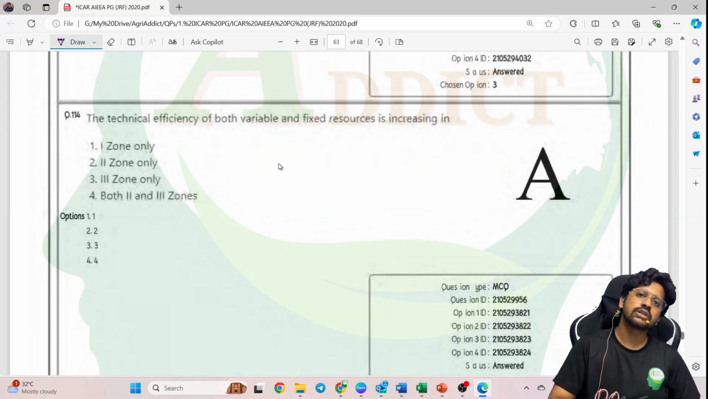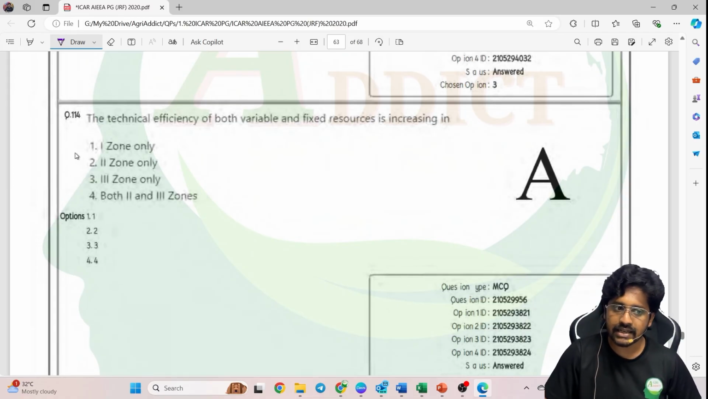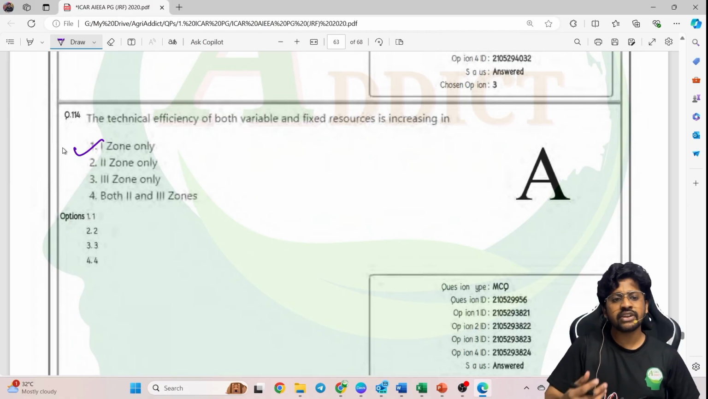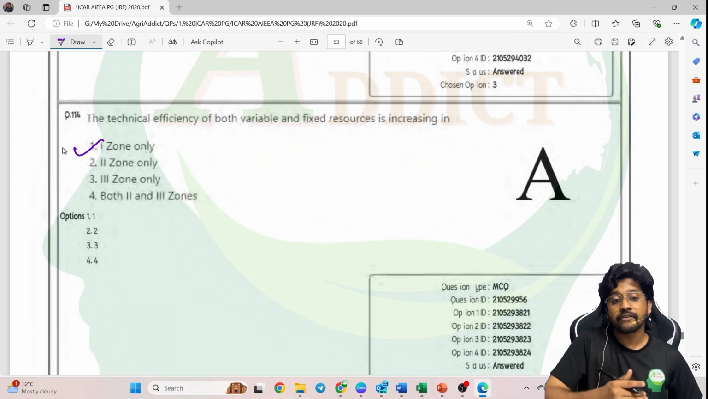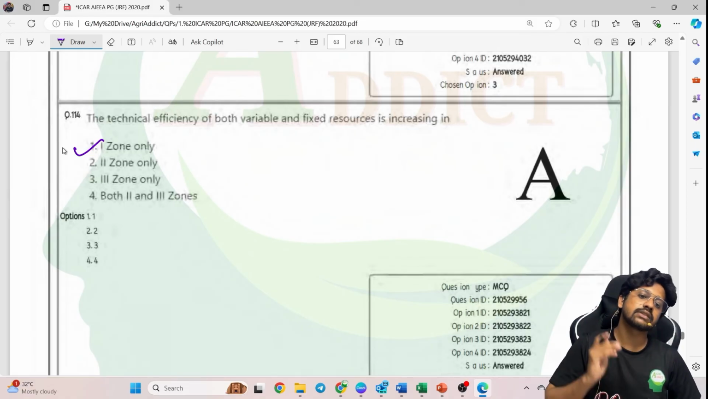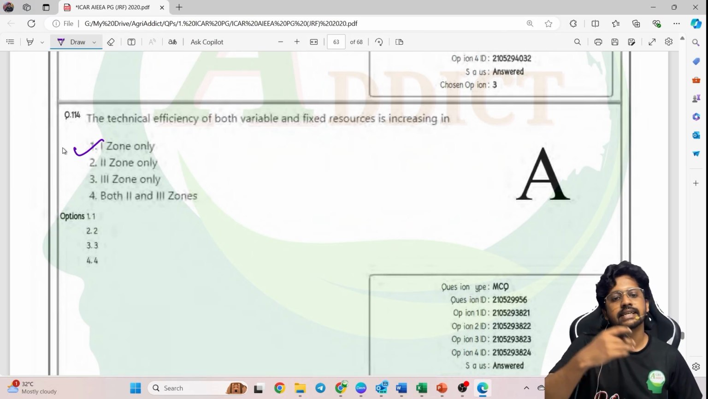So in the first zone, the technical efficiency of the fixed factors as well as the technical efficiency of the variable factors increases. So therefore, the technical efficiency of both variable and fixed resources are increasing in the first zone. But actually in the second zone, what happens? Even if the TPP is increasing, the average product is decreasing. So we can say that the technical efficiency of the variable resources is starting to decline, because it has already reached the maximum by the end of the first stage, and from the second stage it is declining, right?